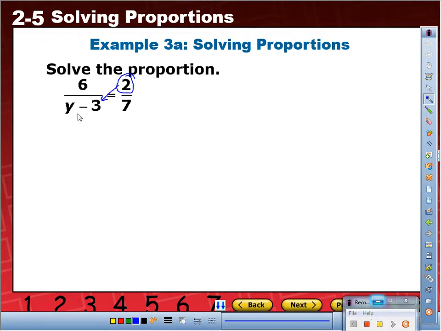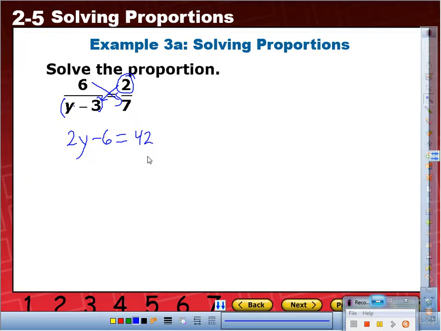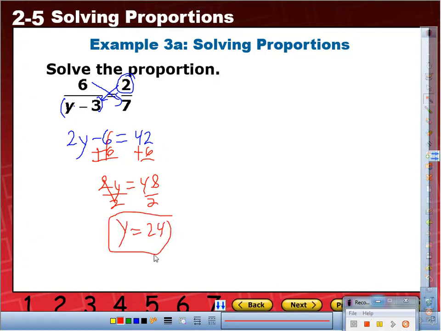Is that correct? So if I'm multiplying, that means I need to put a parenthesis here so that I know that I need to distribute to both. What is 2 times y? 2y. What is 2 times negative 3? Negative 6. And what is 6 times 7? 42. And do you know what to do from there? Yes. Copy that and solve. All right, let's see. Plus 6 plus 6. 2y equals 48. Divide by 2, divide by 2. Y equals 24. Hands if you got that. Okay? No. All right, let's continue.